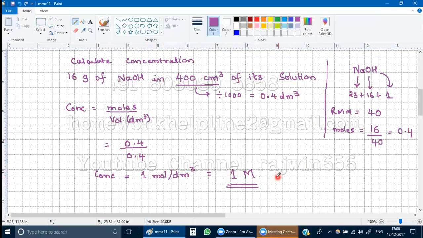Take down this example and then I will give you practice examples. Sir, is it okay if I write concentration equals to moles? Instead of writing moles upon volume in dm cube, if the volume is given in centimeter cube, instead of dividing by 1000, you can write moles multiplied by 1000 divided by volume in centimeter cube. Just take down these examples and then I'll give you practice work.